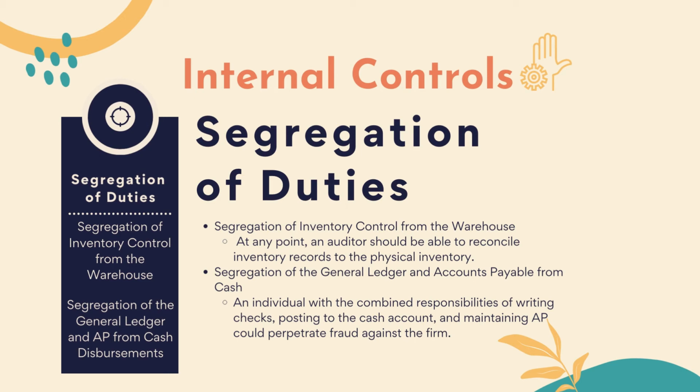Segregation of the general ledger and accounts payable from cash disbursements. The asset subject to exposure in the cash disbursement subsystem is cash. The records controlling this asset are the AP subsidiary ledger and the cash account in the general ledger. An individual with the combined responsibilities of writing checks, posting to the cash account, and maintaining AP could perpetrate fraud against the firm.